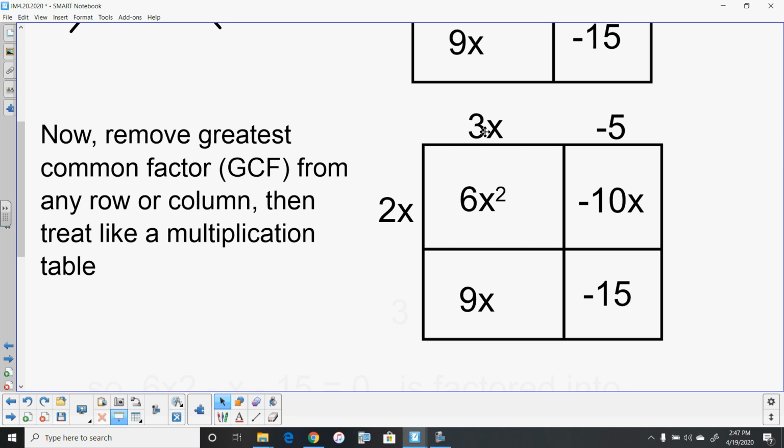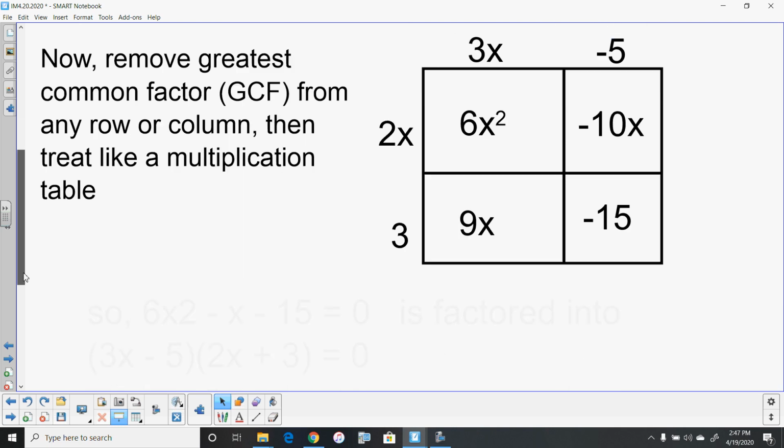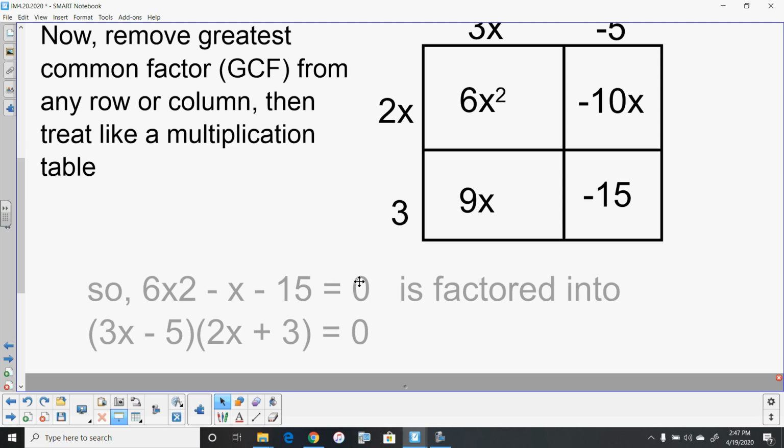What do you multiply 3x by to get positive 9x? 3. And then you can check: is negative 5 times positive 3 negative 15? Indeed it is, so we factored it correctly. Okay, so it's in factored form.